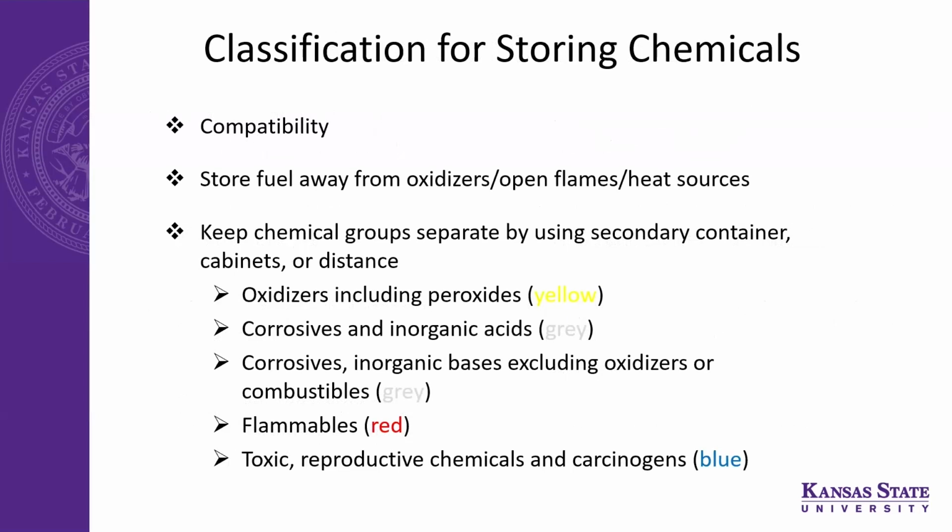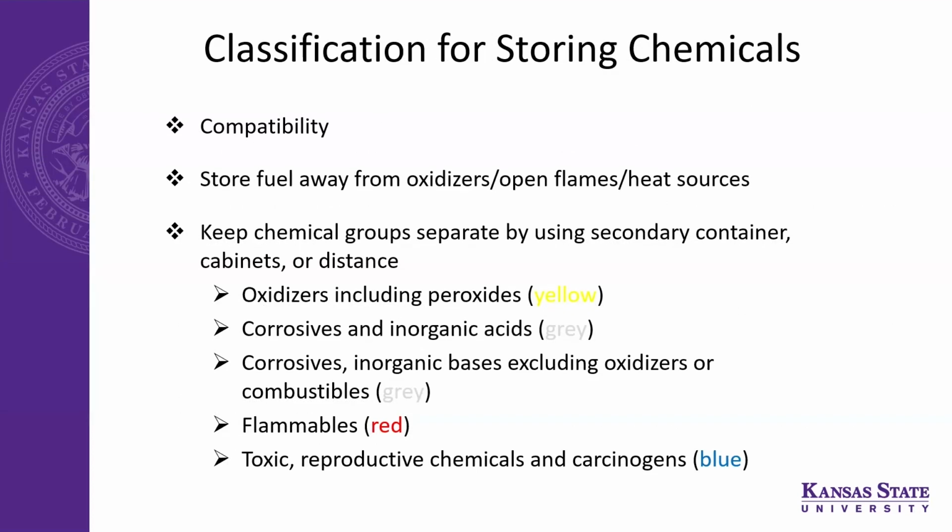Then the classification for storing chemicals. Again, the main thing would be compatibility. You have to consider which chemicals can be stored together. So for example, store fuel away from oxidizers, open flames, and heat sources, because fuel can catch fire easily, right? And keep chemical groups separated by using secondary containers, cabinets, or distance.